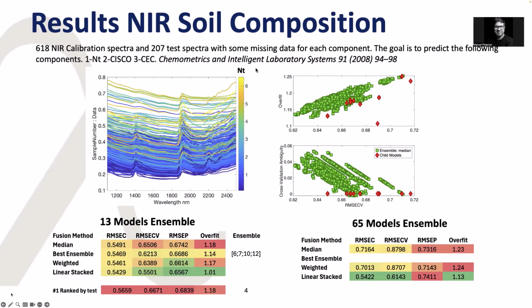Here is the near result composition, another standard benchmark data set. We can see in this case that using the meta model, the linear stack actually has the best performance, both in cross-validation and prediction. Those models tend to look less overfit, but it's mostly because we are stacking models on top of models.